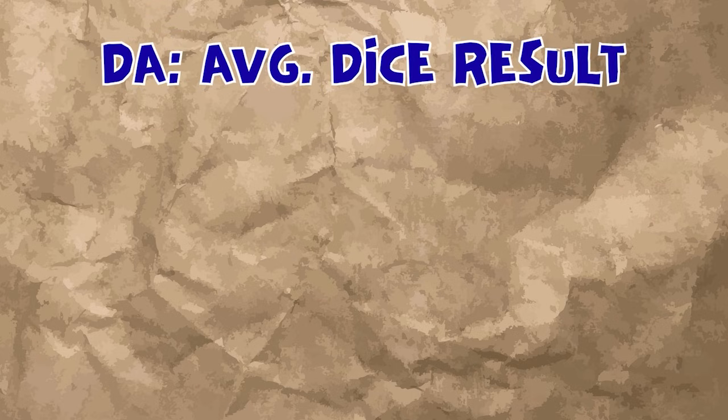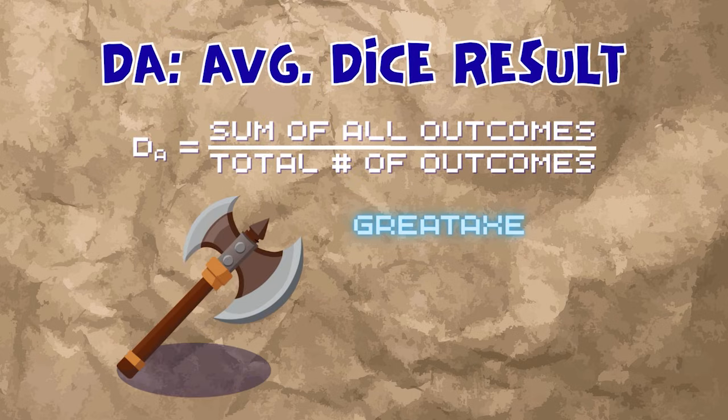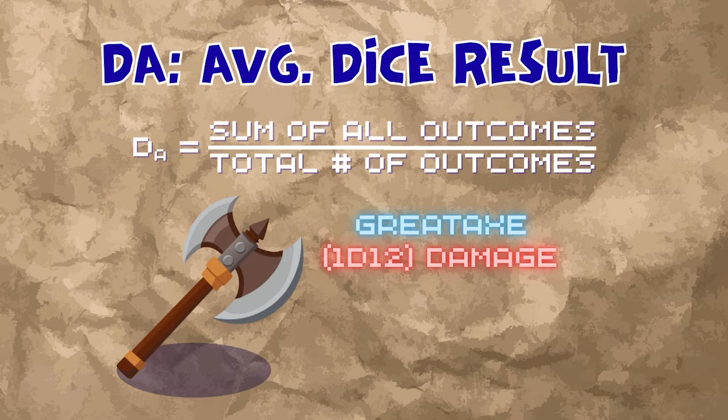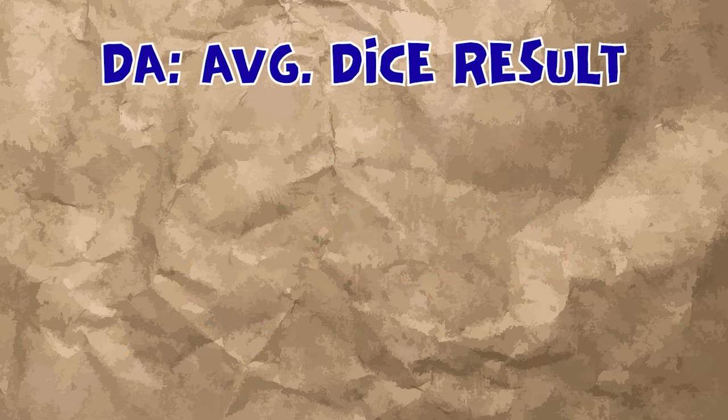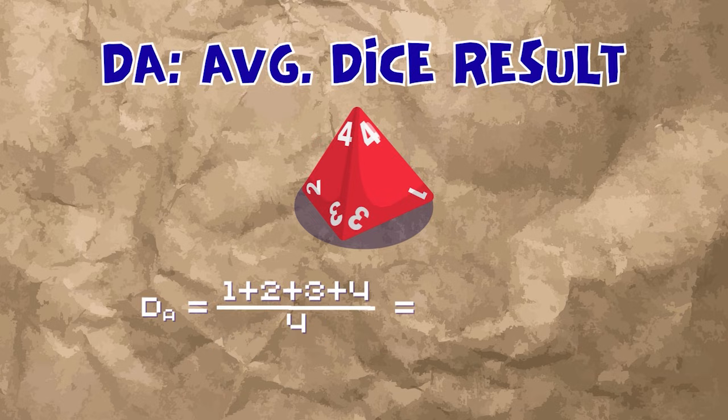DA would be the average of your weapon's dice result. To calculate this, you take the sum of all the outcomes divided by the total number of outcomes. For instance, a D4, the number of outcomes is 4 because it's a 4-sided dice, and the outcomes are 1 plus 2 plus 3 plus 4 is 10. 10 divided by 4 gives you a DA of 2.5.